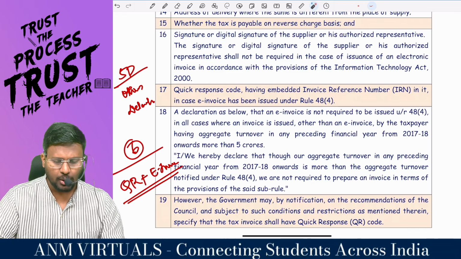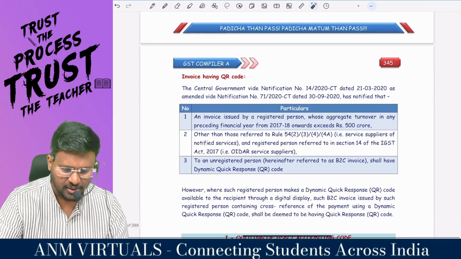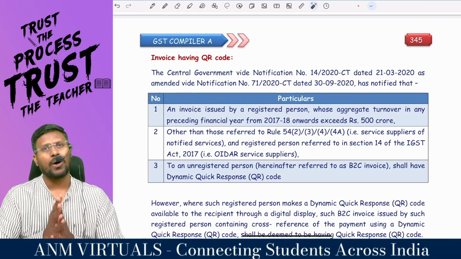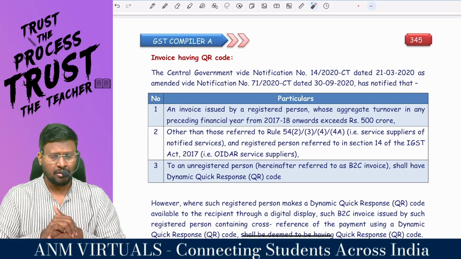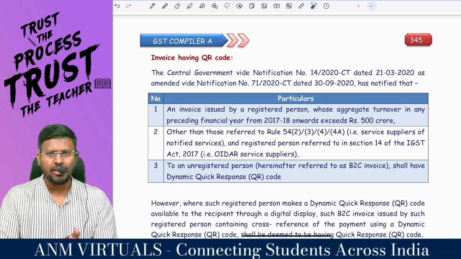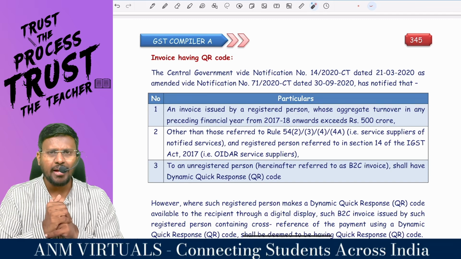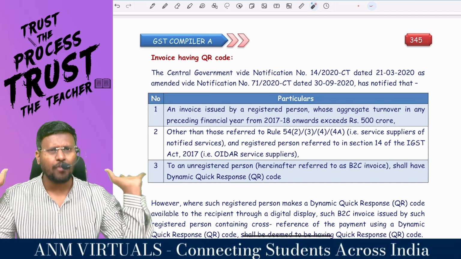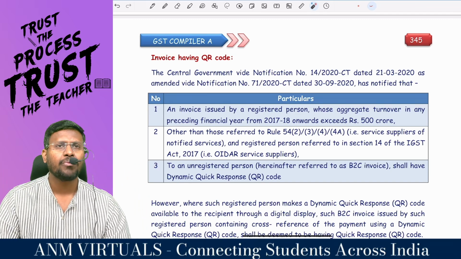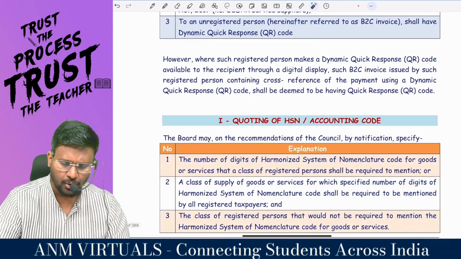In that, we have studied QR code and applicability of e-invoice. That's what invoice having what code? QR code. It is a 500 crore matter from financial year 17-18 onwards. If your aggregate turnover exceeds 500 crore in any of the financial years, your invoice should have QR code. Otherwise, there is no need to have QR code.